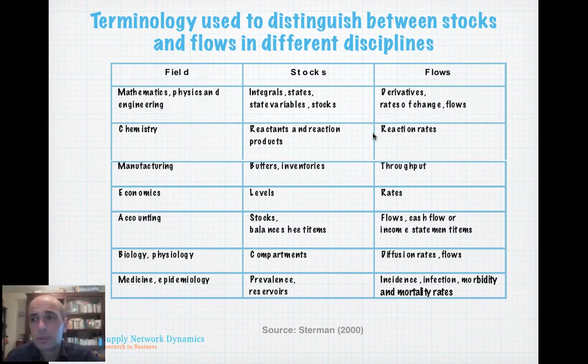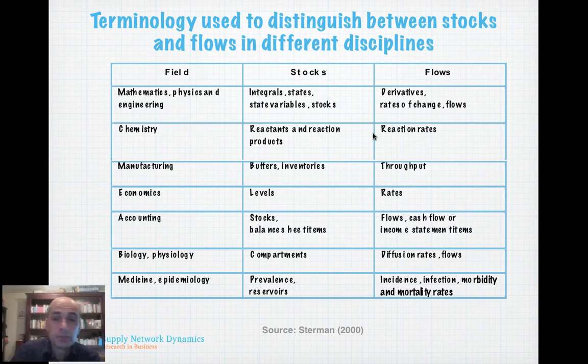You know the stocks and flows from various fields, although typically they do not use these precise terminologies. In mathematics, we talk about integrals. The integral of something is a stock. And derivatives, that's the rate of change. In chemistry, you talk about reactants and reaction products. So what happens after you've had a certain chemical reaction, and the reaction rate, the speed by which this reaction takes place, is a rate of change, a certain amount per time unit.